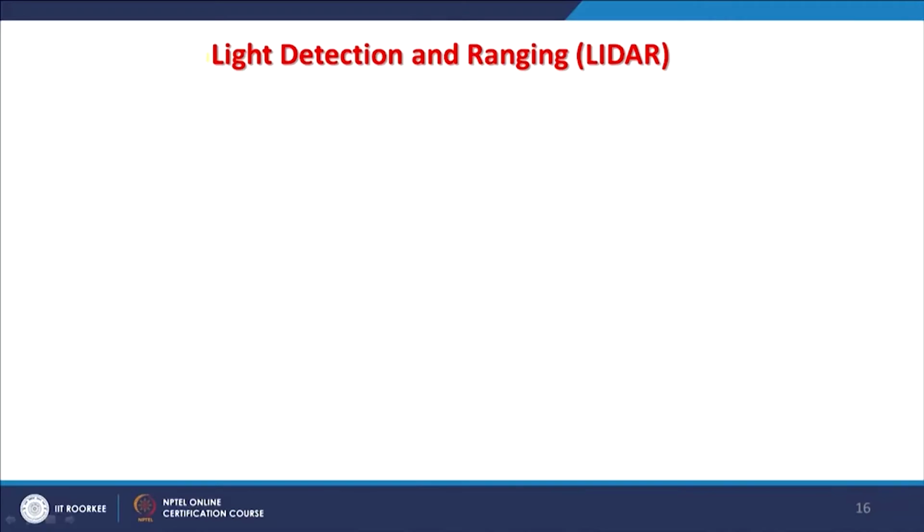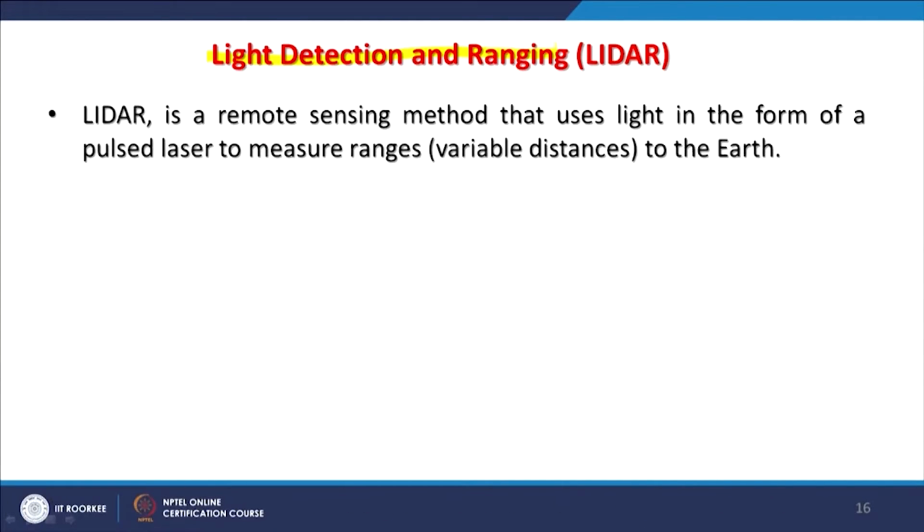Now, another technique which we have touched on while discussing different methods of generating remote sensing based digital elevation models. So, this is a new development which has taken place in the last 7-8 years, that is light detection and ranging, or in short we call it LIDAR. Again, this is a remote sensing method which uses light in the form of a pulsed laser to measure variable distance to the earth.